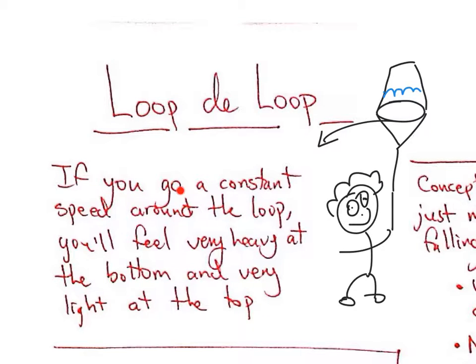Let's see what I say here. If you go at a constant speed around the loop, as in the case of a roller coaster, you'll feel very heavy at the bottom and very light at the top. This is the weight that you feel.